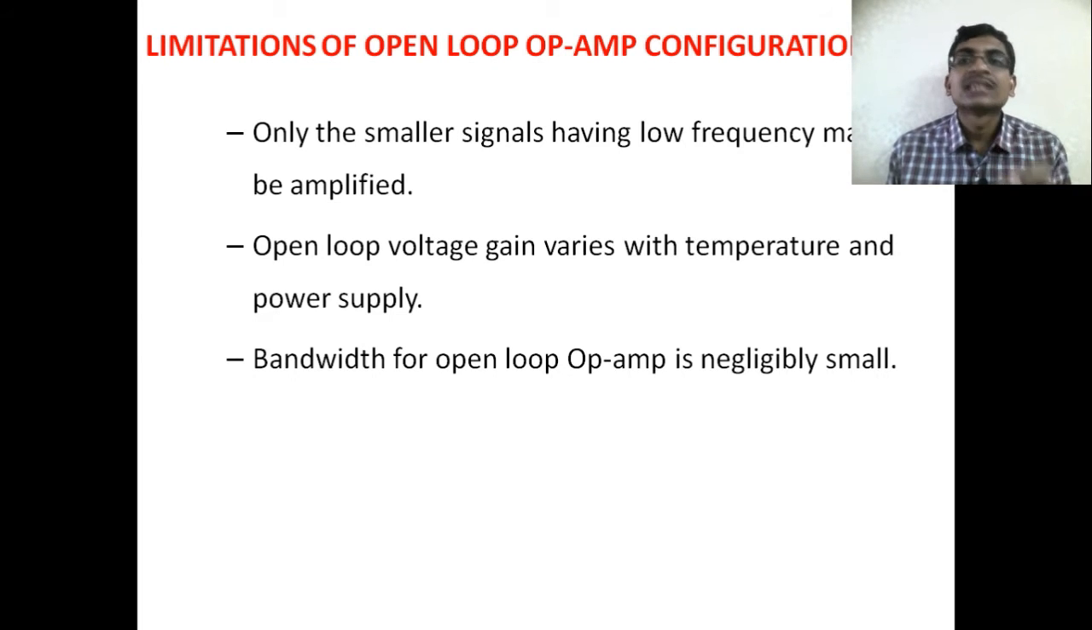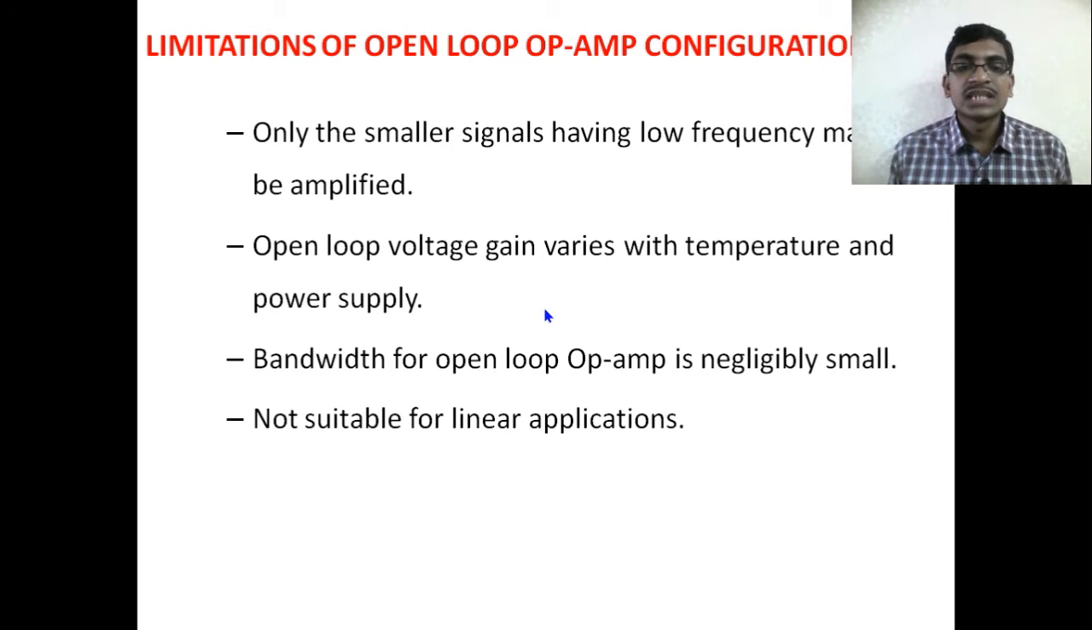The linear range of operation of the open loop configuration is approximately 130 microvolts. So in that small range only we can give the voltage. After that it won't work. It will give the output voltage of plus V saturation or minus V saturation. So okay, that is the limitation of our open loop op-amp configuration.